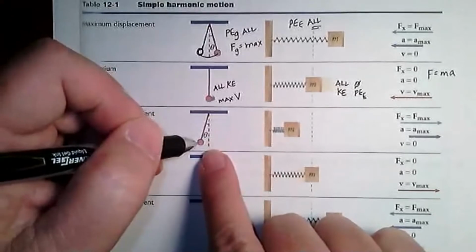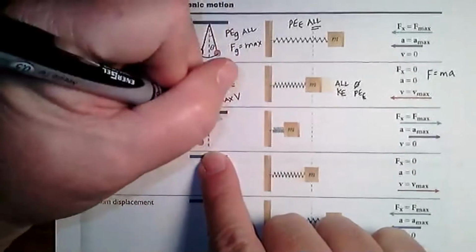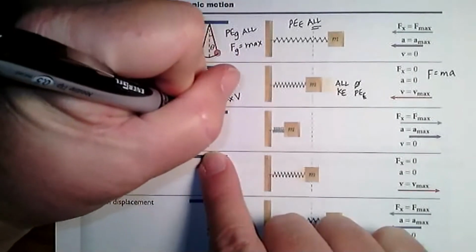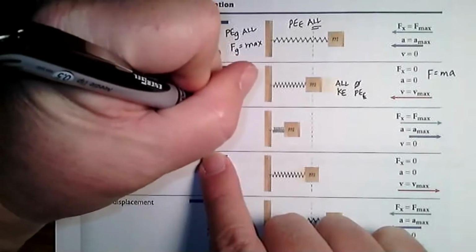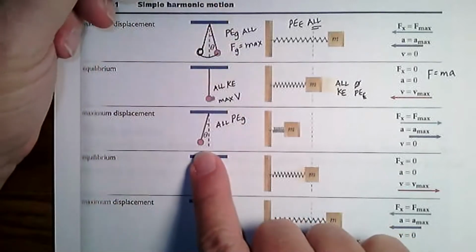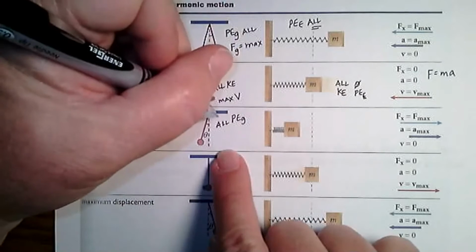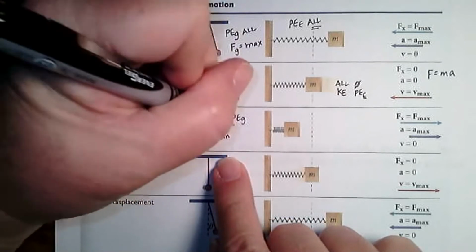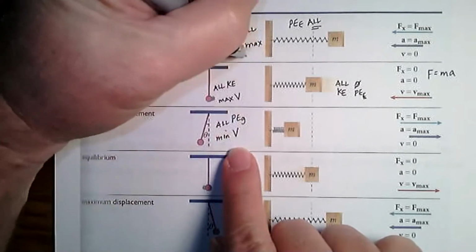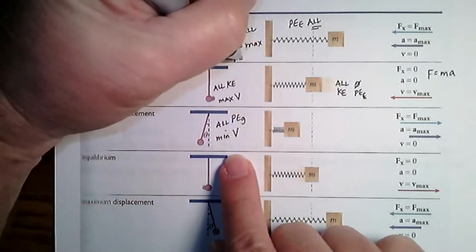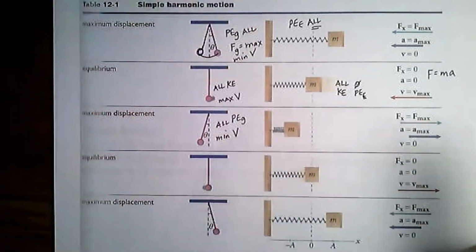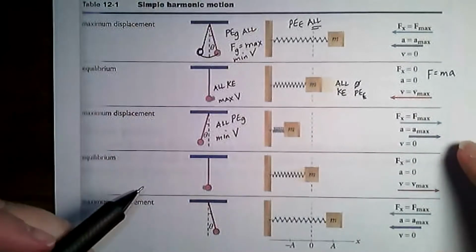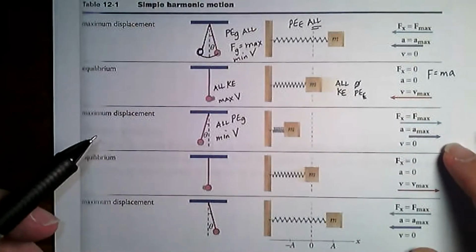Everything's reversed over here, but if you think about energy, again, your energy here is all PEG. It's all gravitational potential because you're not moving at all, and you're going to have your minimum velocity here, same as you had your minimum velocity here. Really, it's 0. That's your minimum. So you're going to have the same thing.